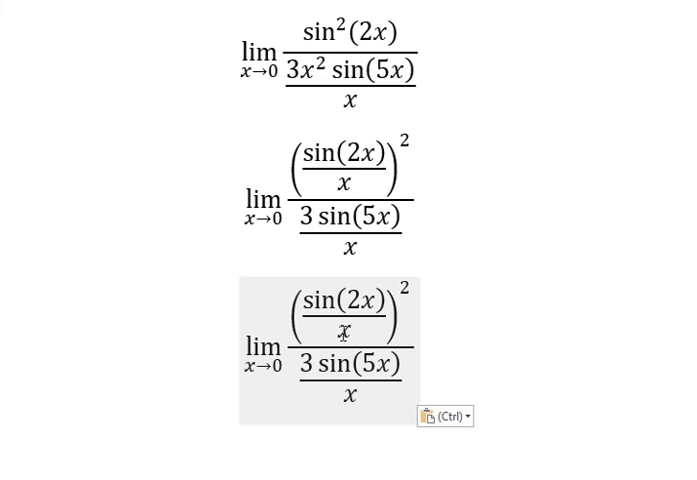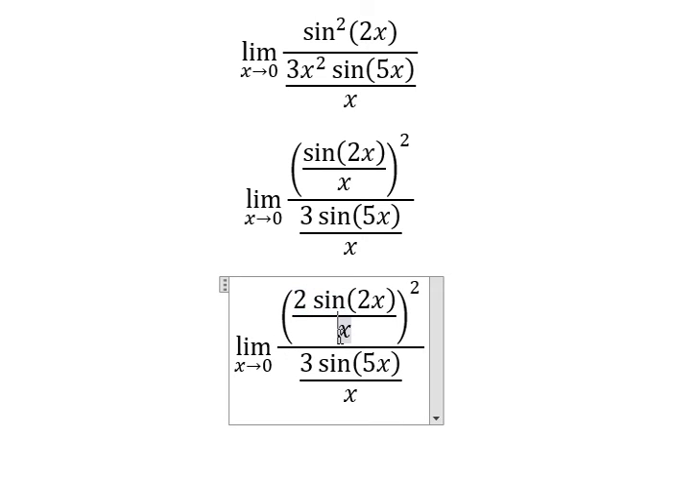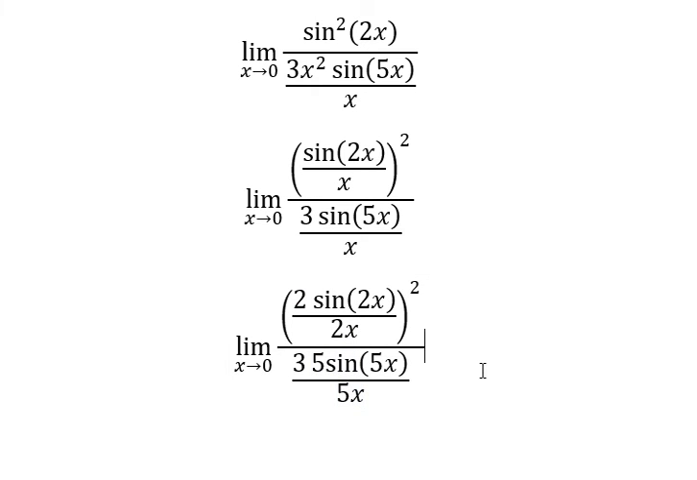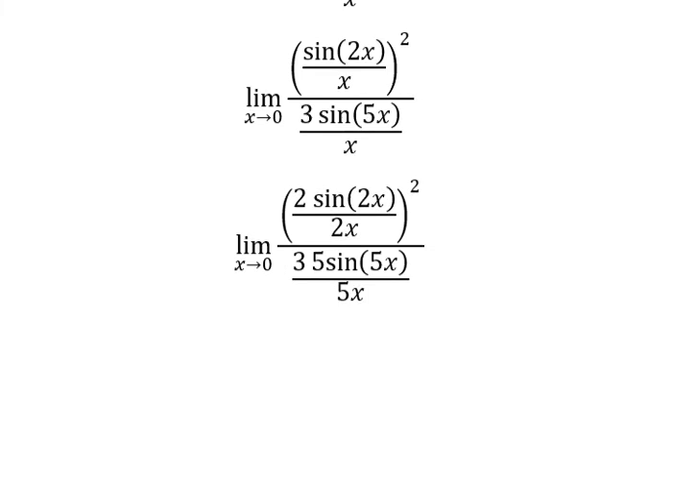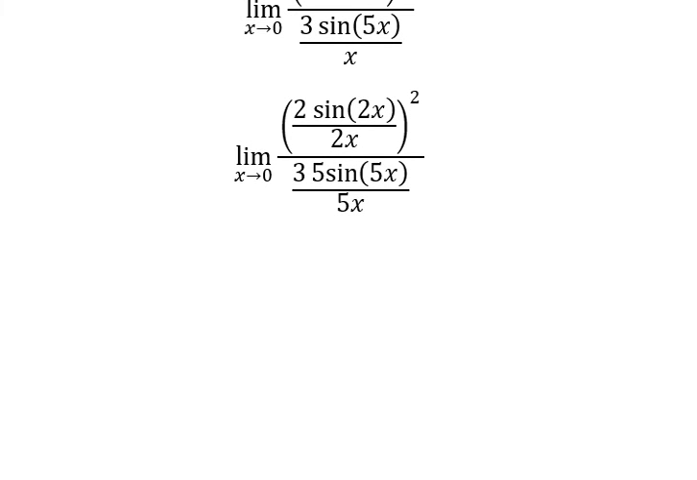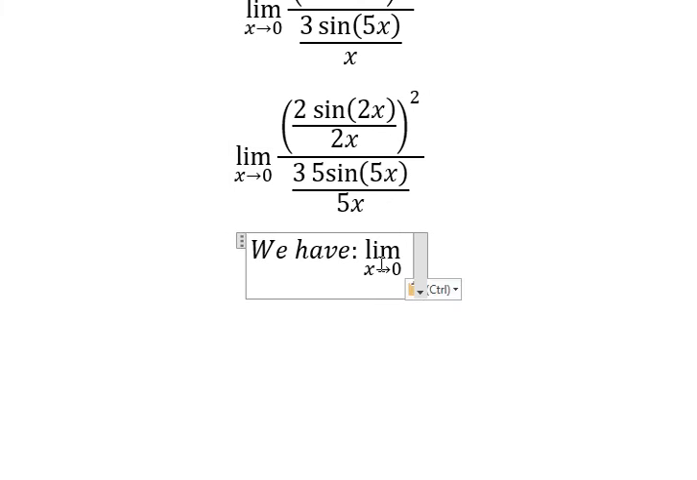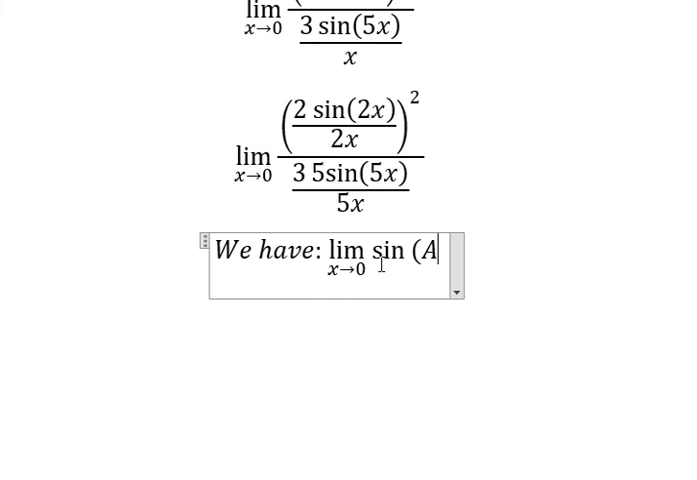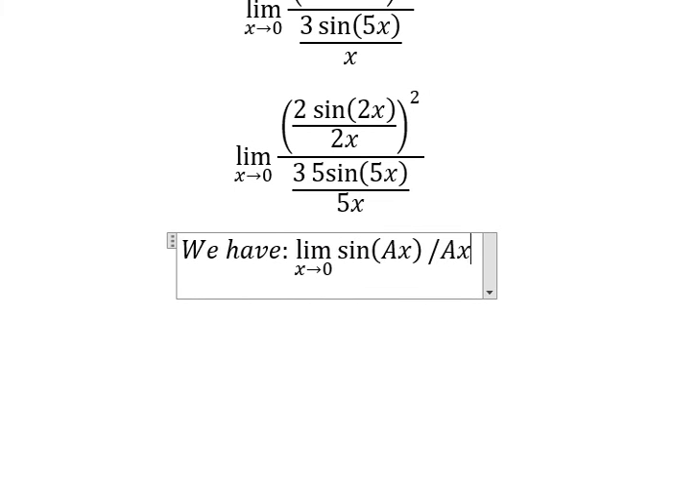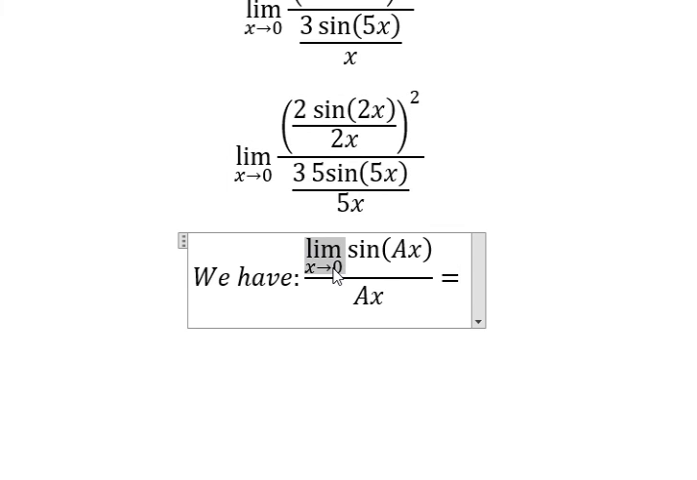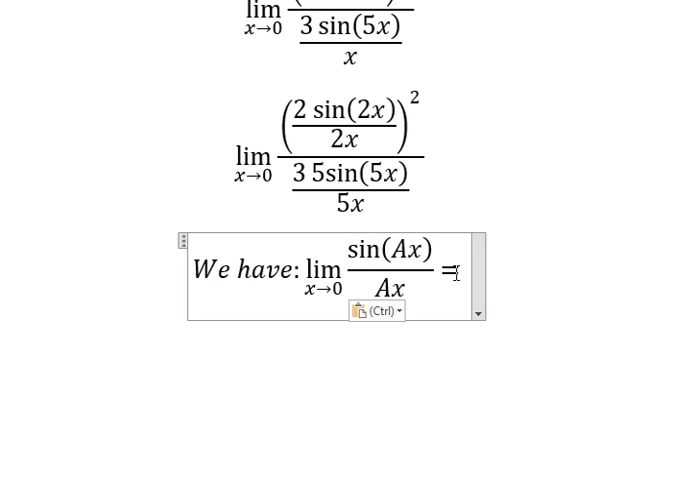Next, I will put number 2 on numerator and denominator. This one, number 5 on numerator and denominator. So we have the formula in here. Sine ax over ax, this one we know equals number 1.